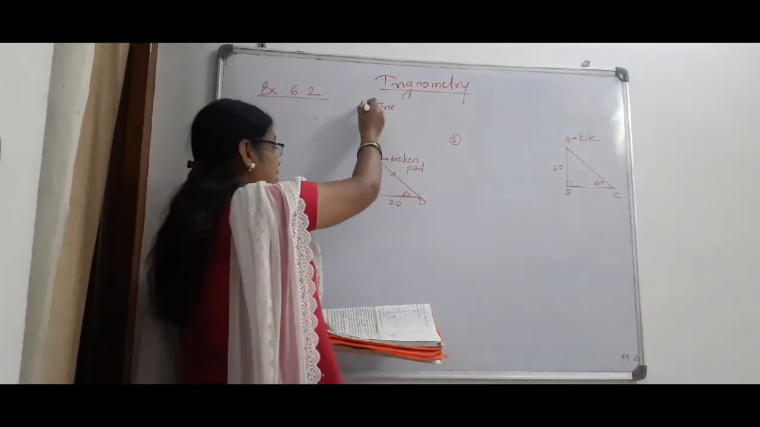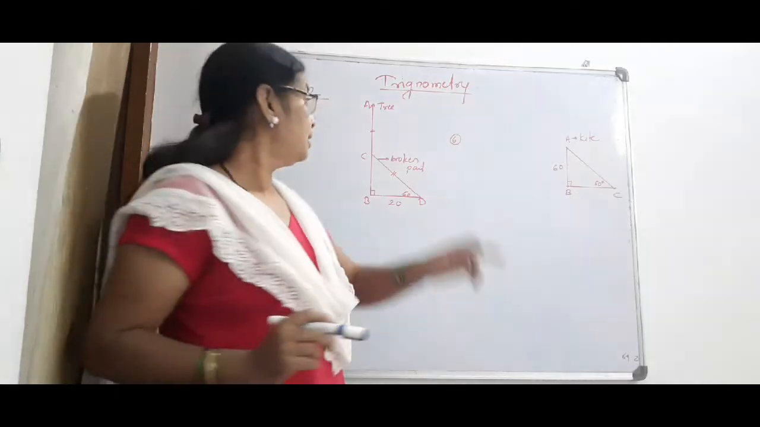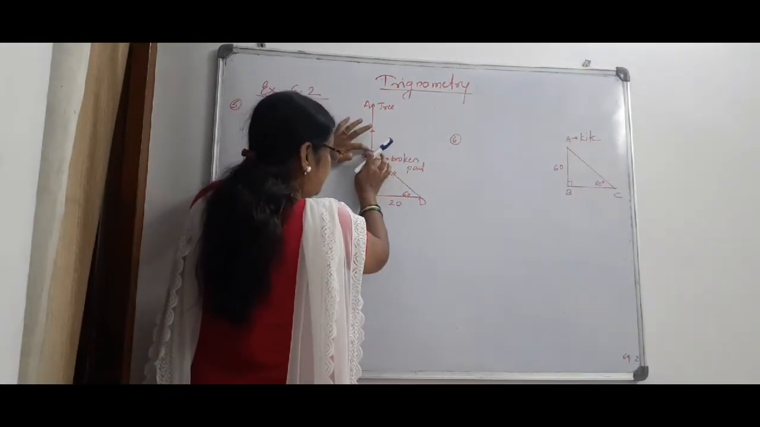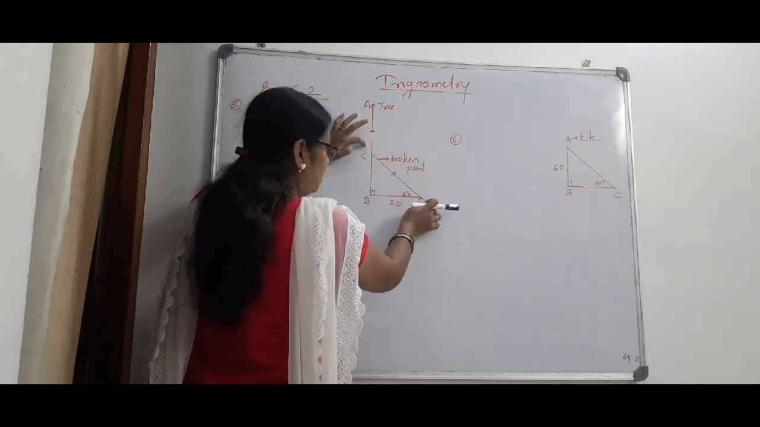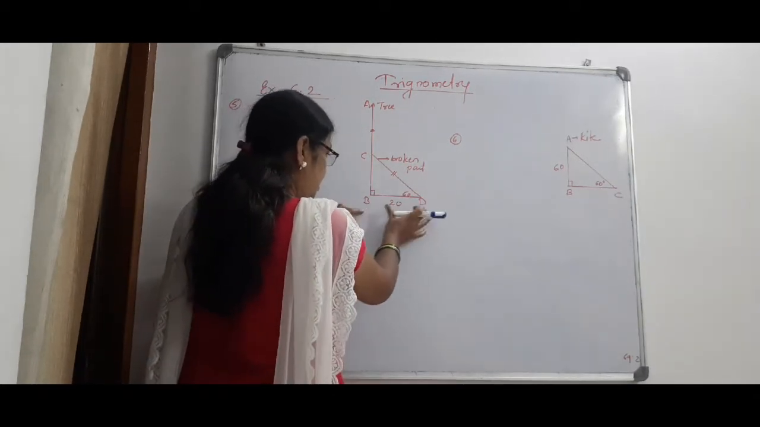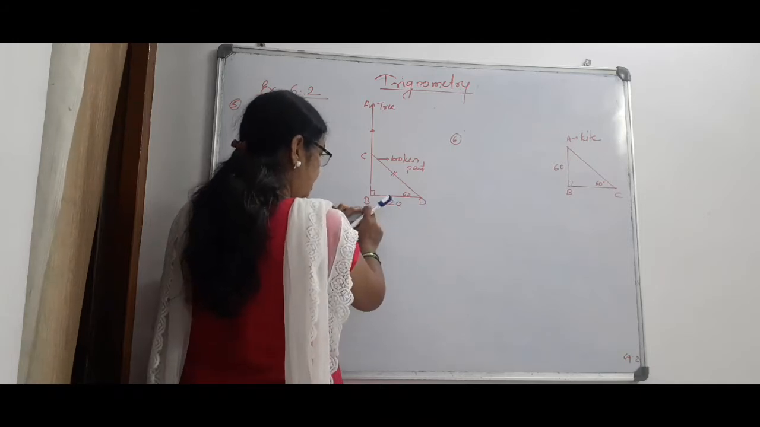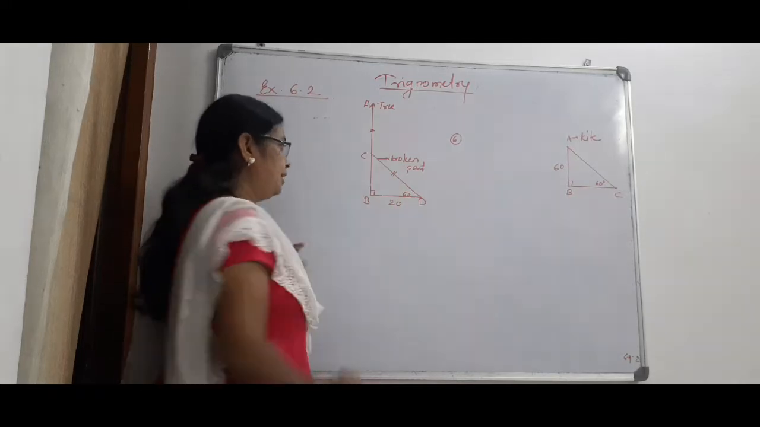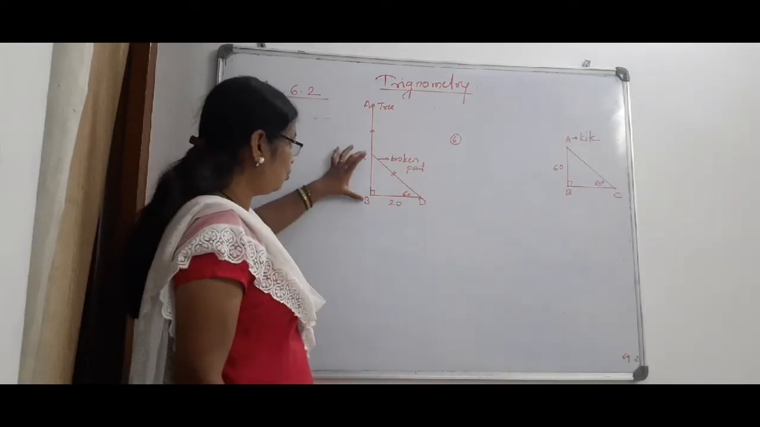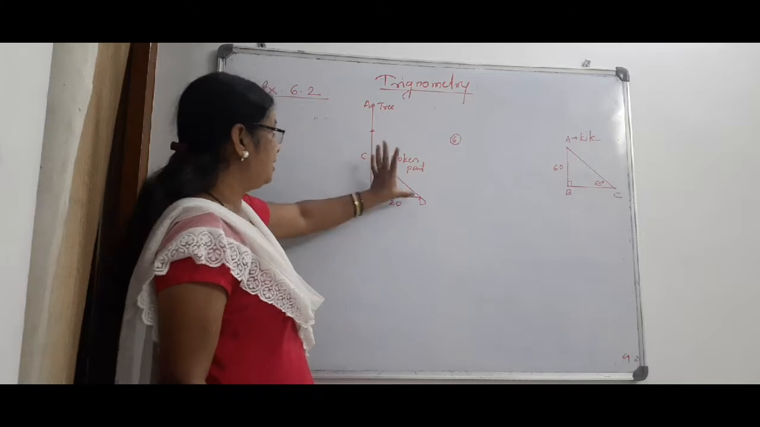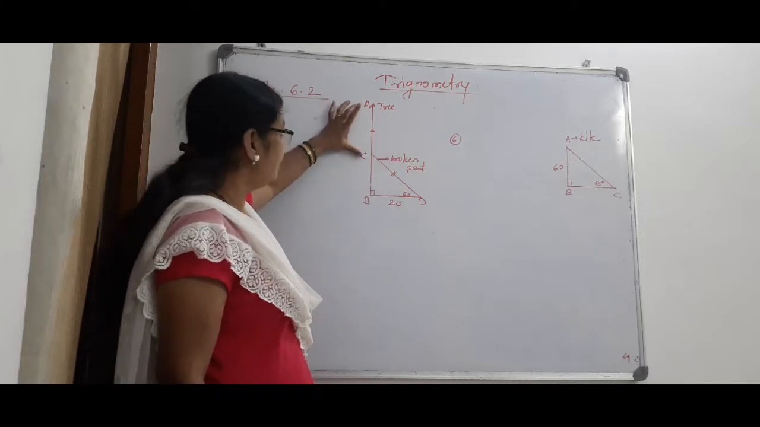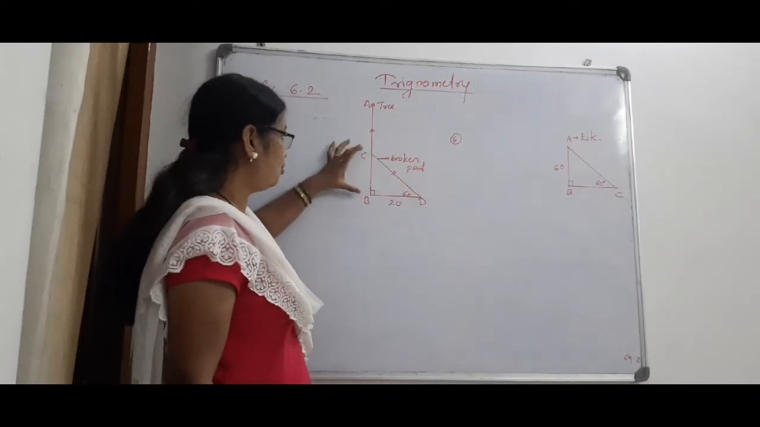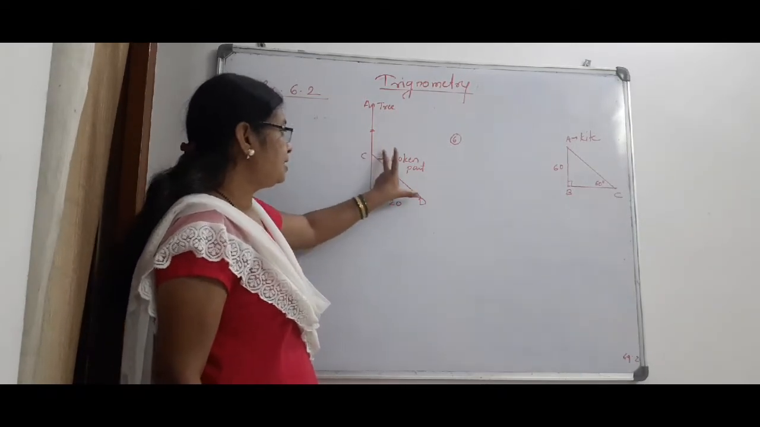Now here AB is the height of the tree and it is broken from point C. CD is the broken part of the tree. What is given? The distance of the broken part from the tree is given, 20 meter. You have to find out the height of the tree, which means BC plus CD. AC is the broken part, which is the CD. AC and CD are equal, so you have to find out BC and CD.